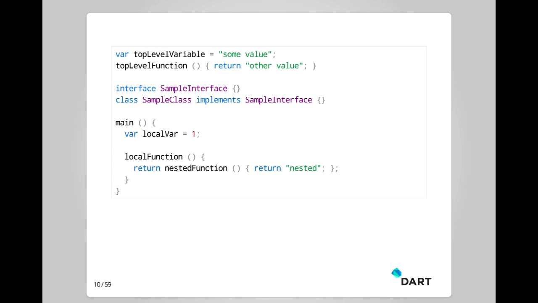Here, for example, in the top-level scope, we can define variables, a top-level function returning some type, interfaces, and classes. Then we have a main function where we can put variables and functions. We cannot define classes and interfaces within the main function or any other function, because classes are not first-class objects, so we cannot pass them as parameters to functions, for example.